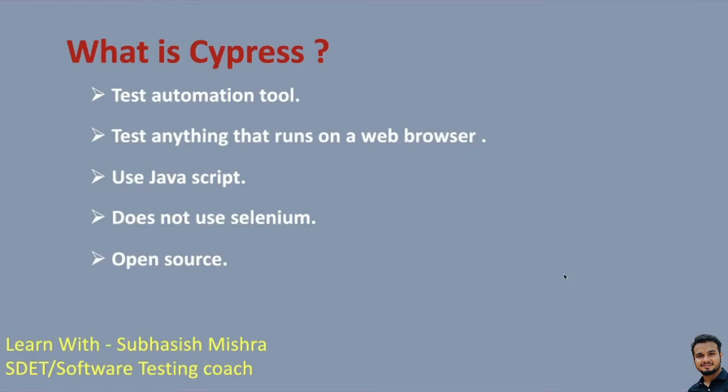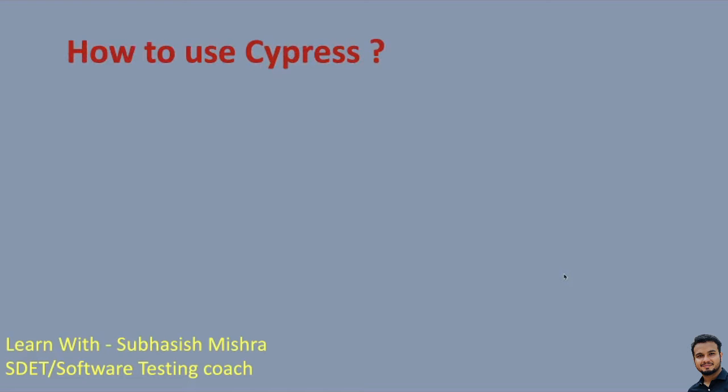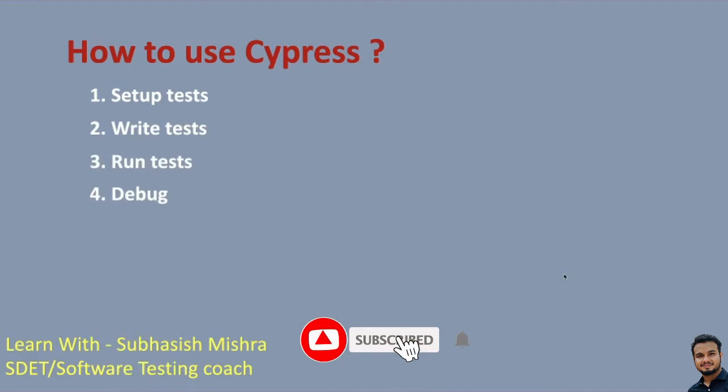Okay, now we'll move to the next thing, how to use Cypress. Okay, again this is very simple. There are 4 important sections. Okay, the first thing is setup test, second thing is write test, third thing is run test, and fourth thing is debug test. In the first step, we'll download and install Cypress and do all the basic setups to start our test. There are no servers, drivers or any other dependencies to install or configure. It is very easy and you can do it in a very short time.